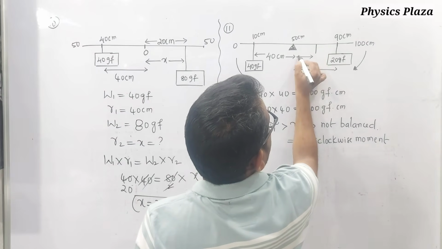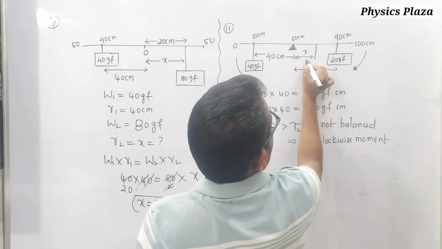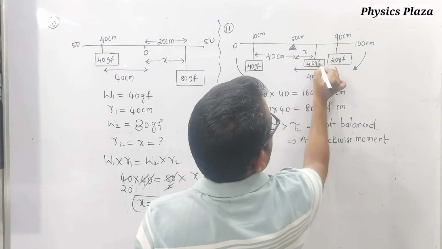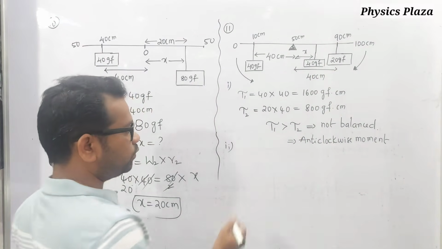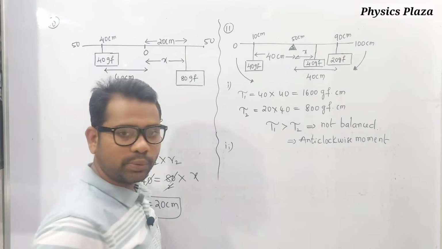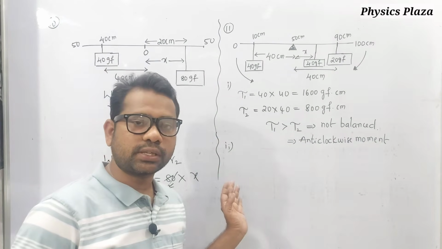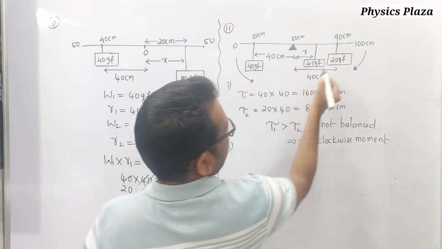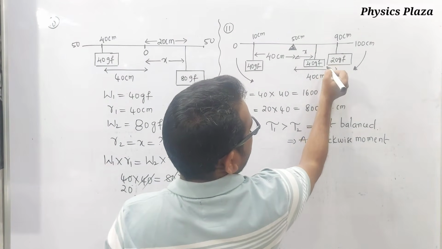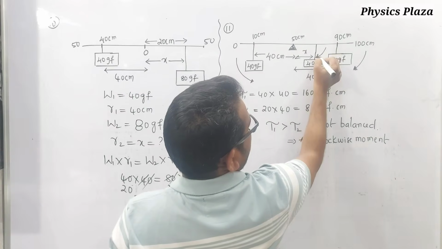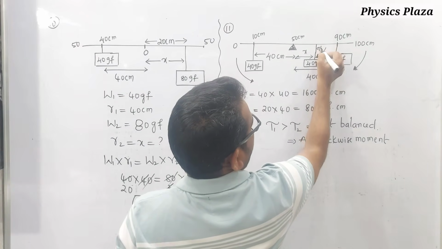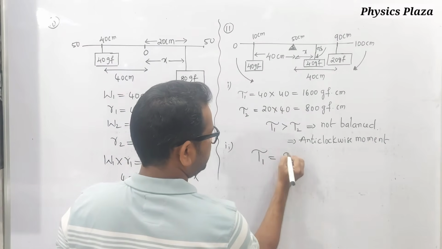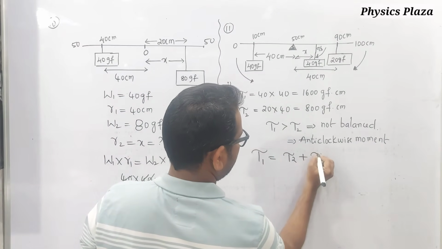At x distance, let us say this 40 gram force is added. Now children, according to the principle of moments of weights, the sum of the anti-clockwise moments is equal to the sum of the clockwise moments of weights. So this 40 gram force will produce a clockwise moment, let us say tau 3. Try to understand tau 3. As per the principle of moments of weights, tau 1 is equal to tau 2 plus tau 3.